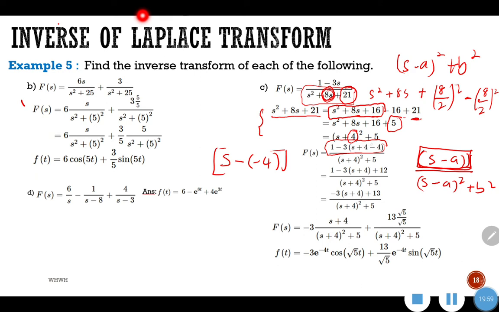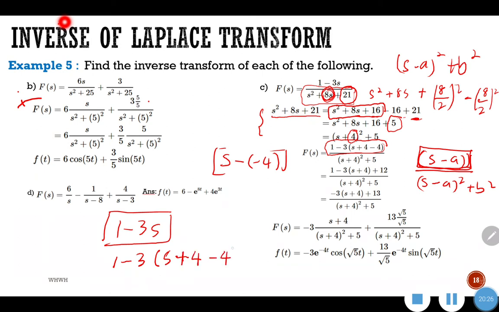So what we do here, I'm just showing it. Up here we have 1 minus 3S, right? We want to have 1 minus 3 and this S, we want to make it in the form of 4. So you have to add 4 and minus 4. Does it change the function? You still have 1 minus 3S, because you introduce plus 4 and minus 4. So you still get 1 minus 3S.